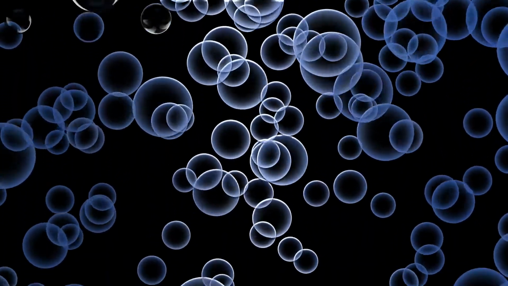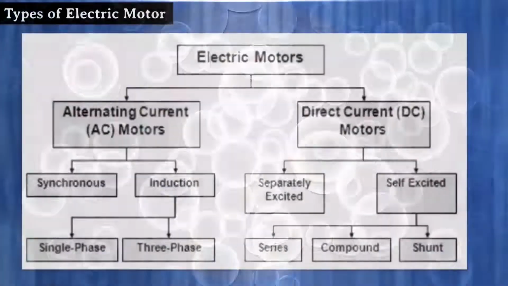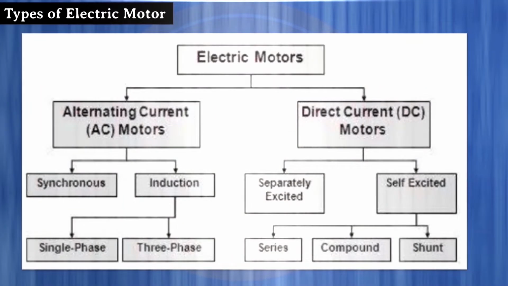Now we are discussing types of electric motor. Electric motors consist of two types, alternating current and direct current, AC or DC motors. Alternating current motors consist of synchronous and induction, and induction consists of single phase and three phase, whereas direct current motors are separately excited and self-excited. Self-excited consists of three types, that is series, compound and shunt.